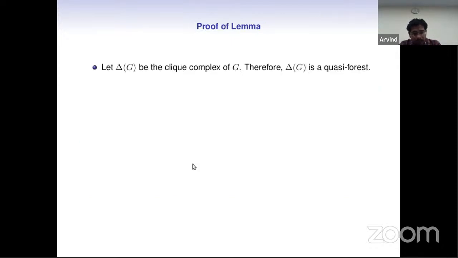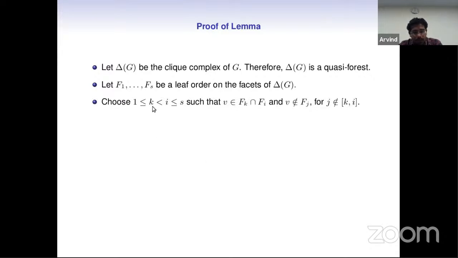Okay. So let delta G be the clique complex of G. So by the theorem of Dirac, delta G is a quasi forest. Okay, let F1 up to FS be a leaf order on the facets of delta G.